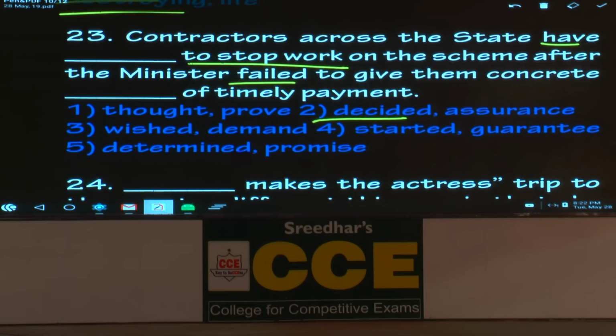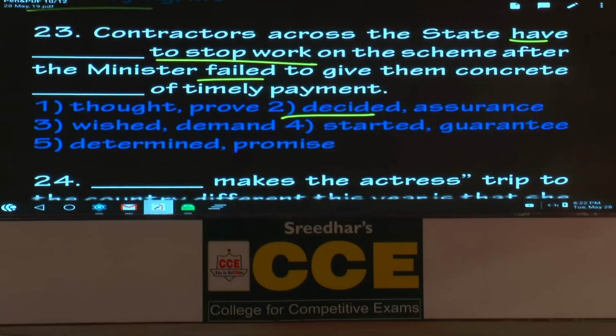Usually the word concrete, please write another combination. One is concrete assurance. Second combination, concrete evidence. That's right. Concrete evidence. This seems right, hold this one. What is the third pair? Have a wish to stop. Concrete demand, that is not correct. Have started to stop. Does it make any sense? No. What is the fifth option?